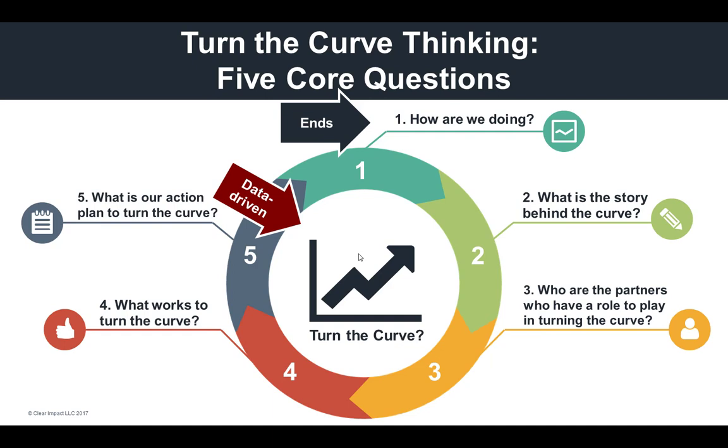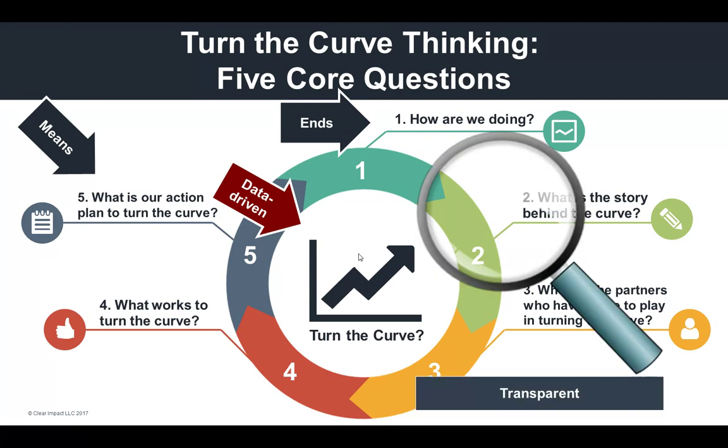Finally, let's put together an action plan. This will be the means to achieve our ends. We would expect it to include data collection in such a way so that we can confirm if we're turning the curve or not. And finally, we should be transparent about our decisions, actions, and objectives. And finally, we should be sure that we base all our decisions on real data.